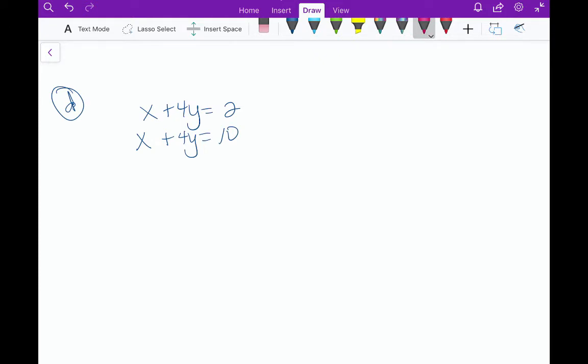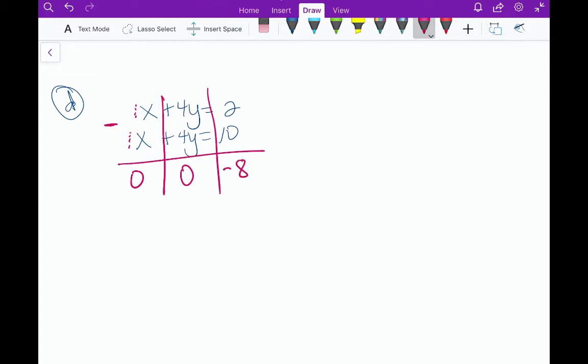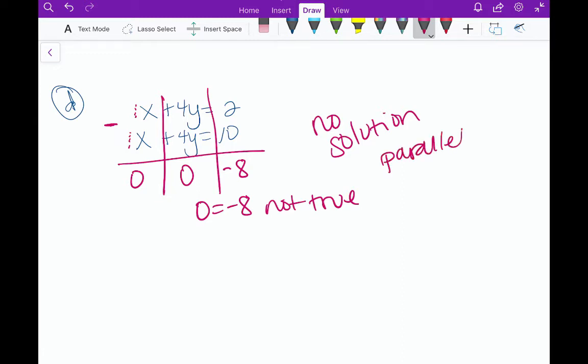Let's look at one last example here. I have a 1 in front of this x and a 1 in front of this x. So if I want that to be 0, I need to subtract. So 1 minus 1 is 0x. 4 minus 4 is also 0, 0y. And 2 minus 10 is negative 8. So I'm left with 0 equals negative 8. I don't have a variable. Remember, this is not a true statement. Therefore, the answer would be no solution, which means that these lines are going to be parallel lines, which means they have the same slope.